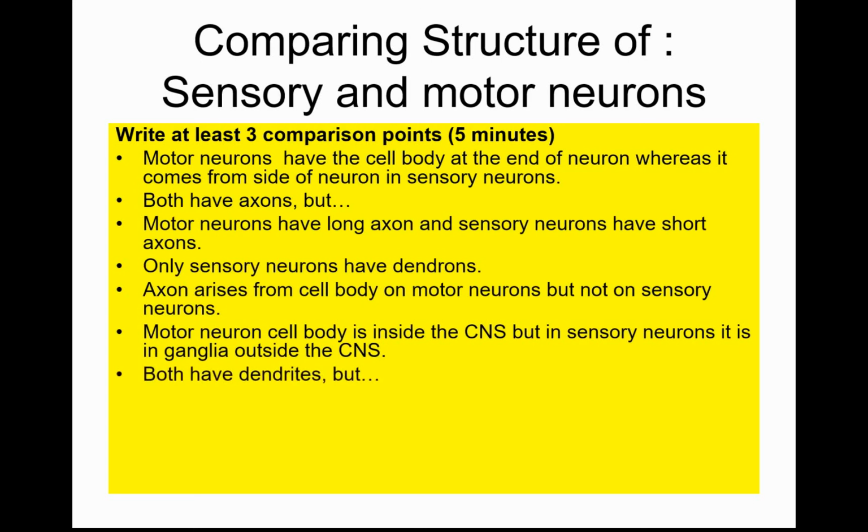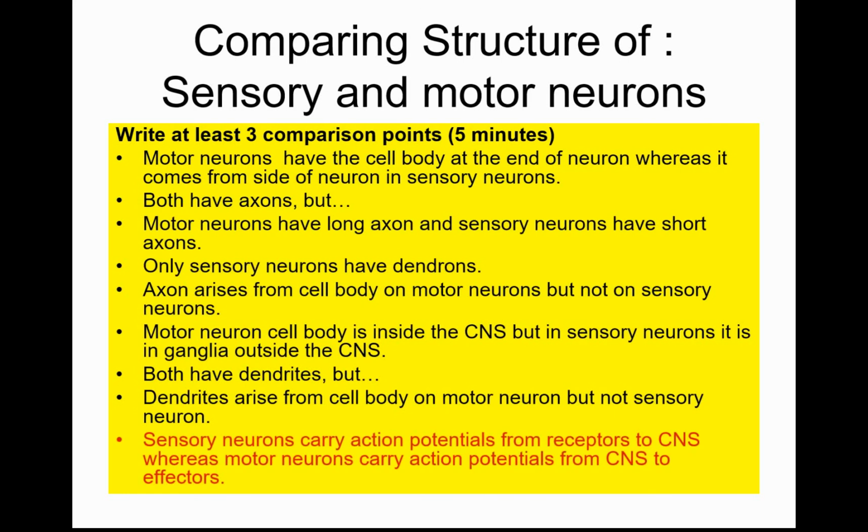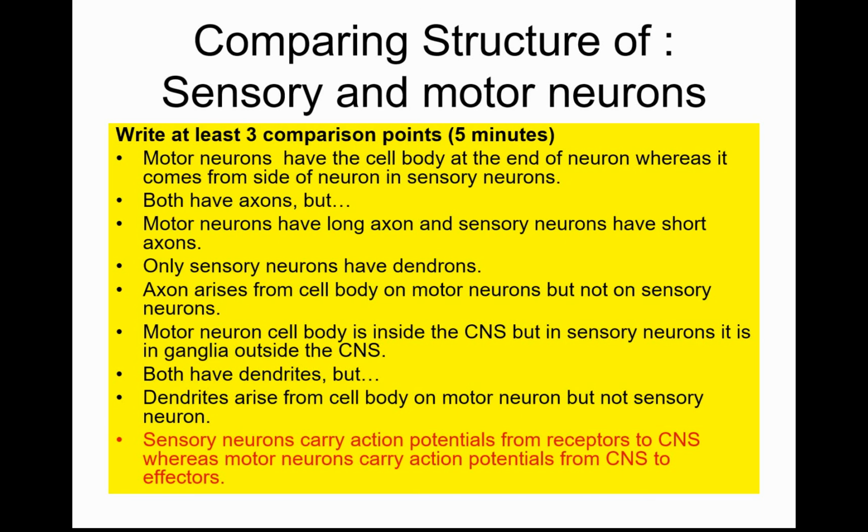Both have dendrites, but the dendrites arise from the cell body on the motor neuron, but you don't have any on the sensory neuron. Now, if you wrote that sensory neurons carry action potentials from receptors to the CNS, whereas motor neurons carry action potentials from the CNS to the effectors, then that's wrong, because it's not a structural comparison, that's functional.